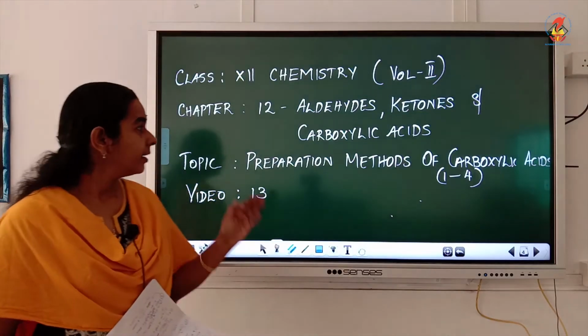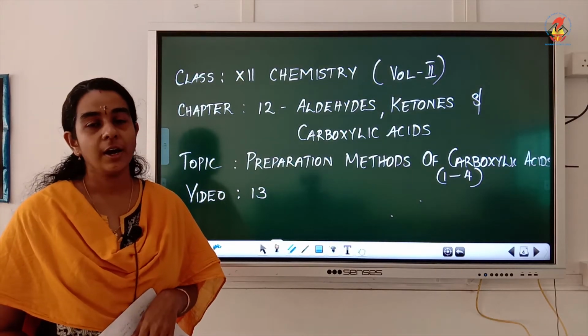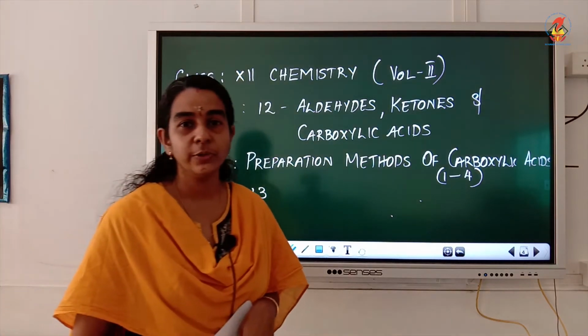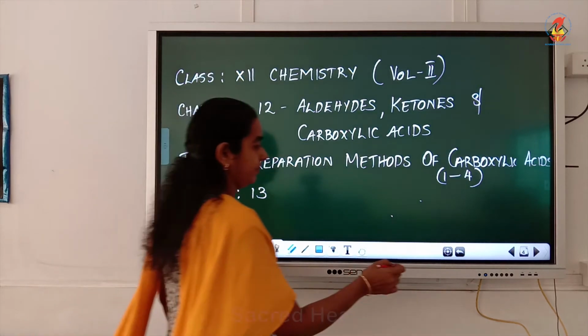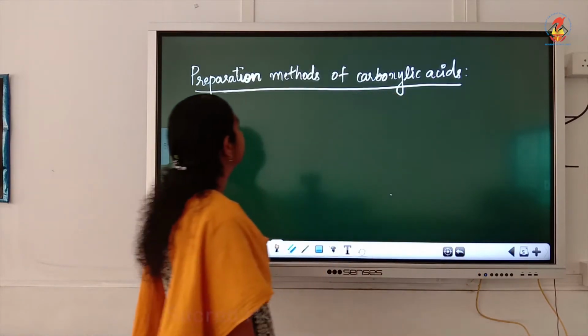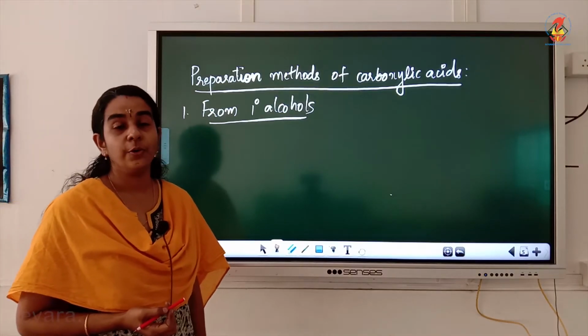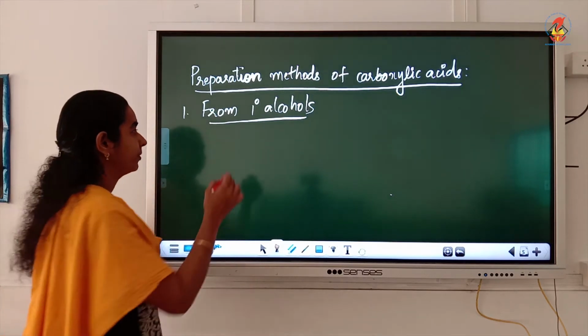Next we have the preparation methods of carboxylic acids. So first we will see a few preparation methods of carboxylic acids. The first preparation method is from primary alcohols. We know what is the general representation of a primary alcohol.